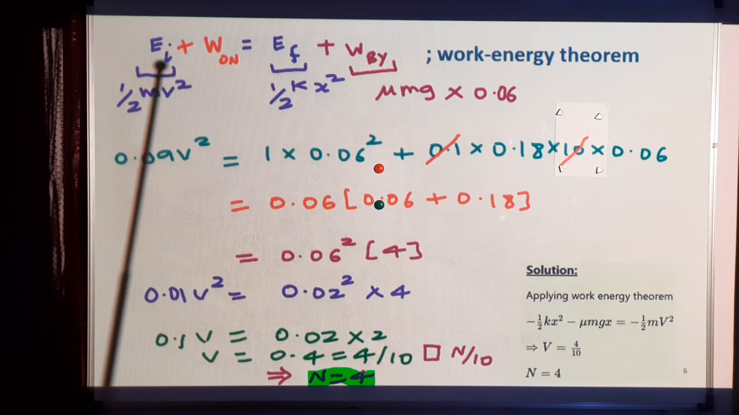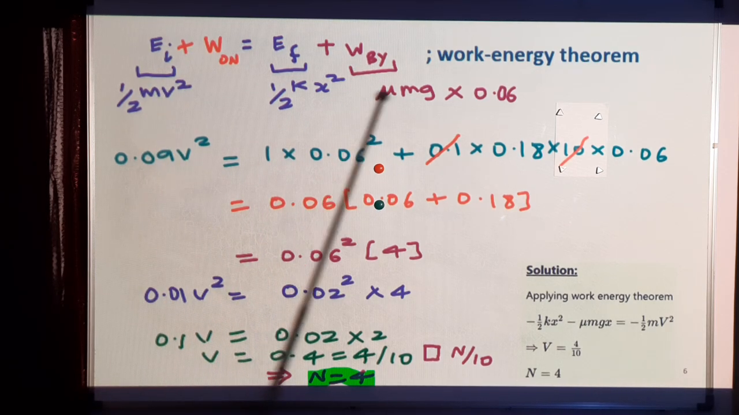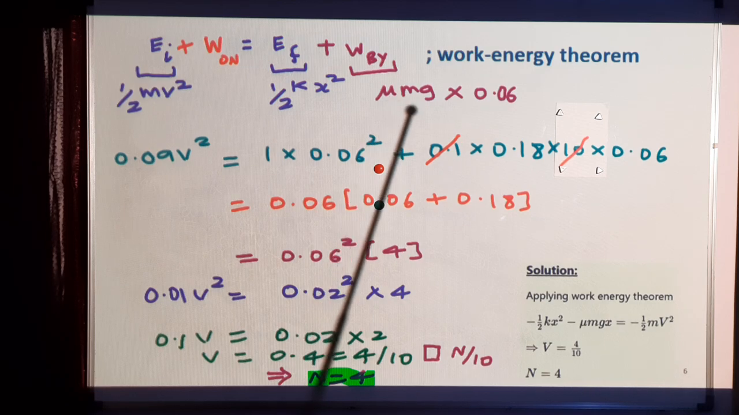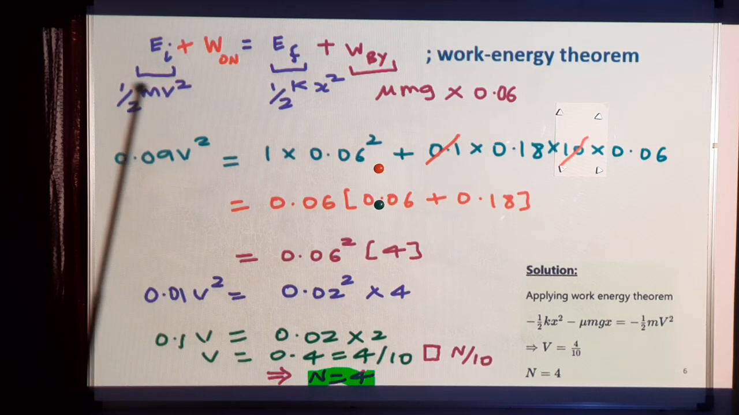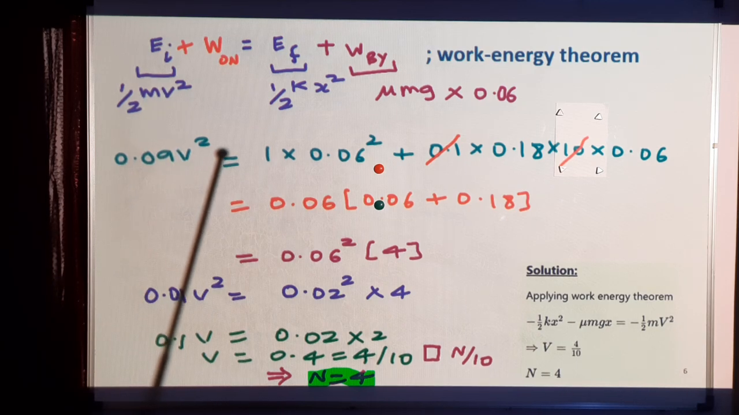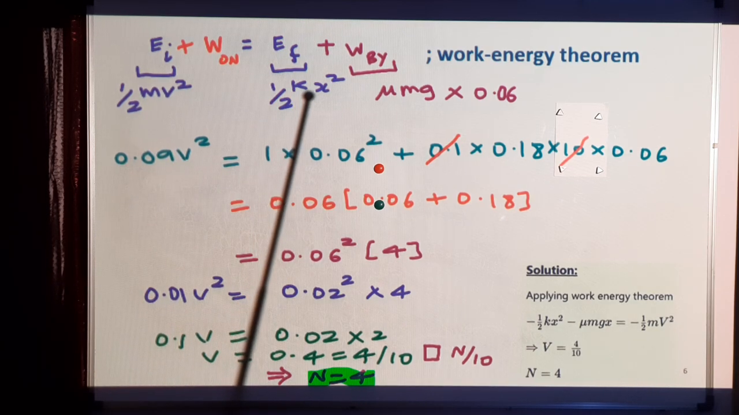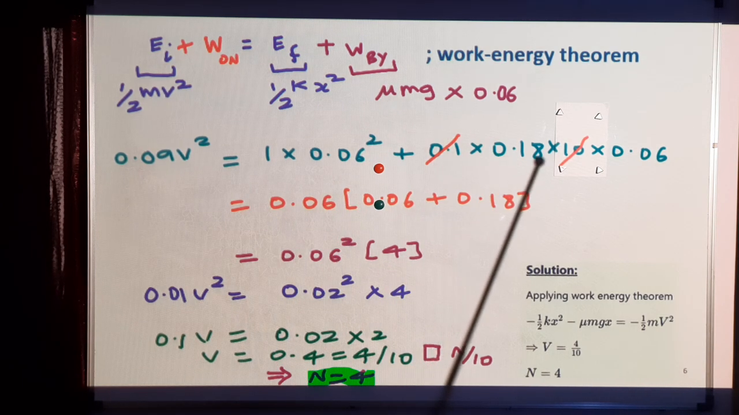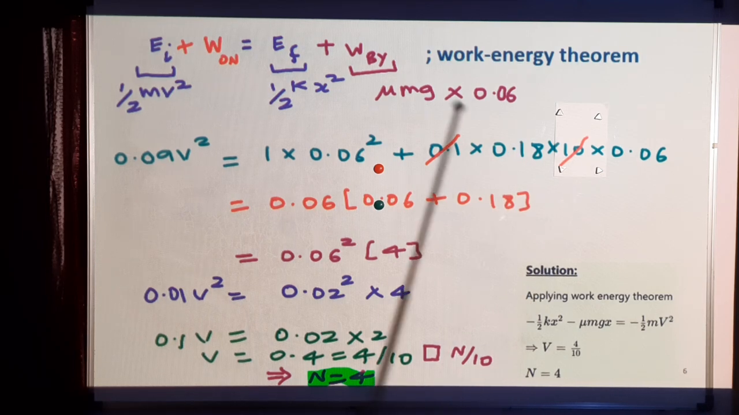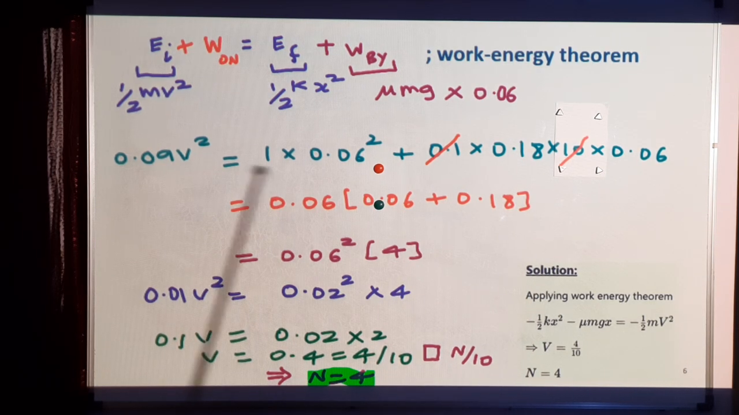Initially, the energy stored in the spring is 0. Work done by the system is to overcome the friction force. The friction force is mu times the normal reaction, which is mg, into the distance traveled, 0.06. So half m is 0.09 v square, half k is 1 because k is 2, given in the question. x square is 0.06 square, and mu is 0.1 given, mass is 0.18, and g is 10, and this is 0.06. So if you do this simple calculation, v will come out to be 0.4, which is 4 by 10. If you compare it to n by 10 given in the question, n is 4.